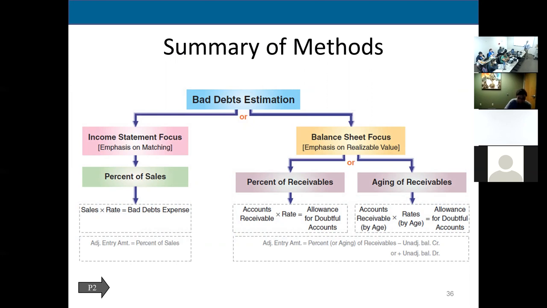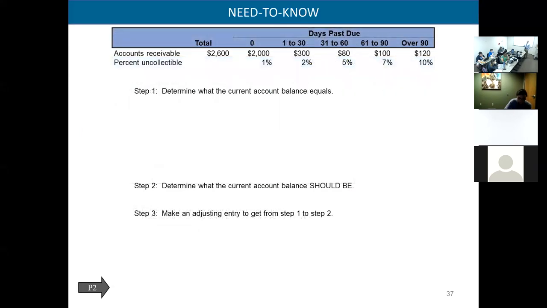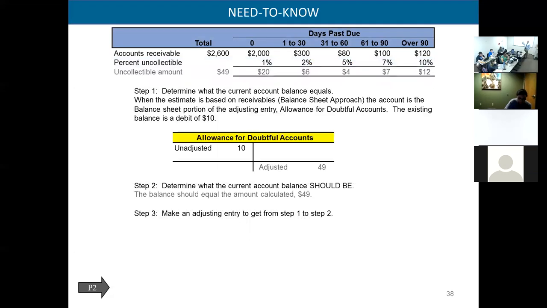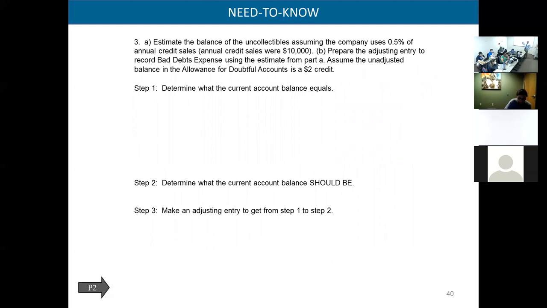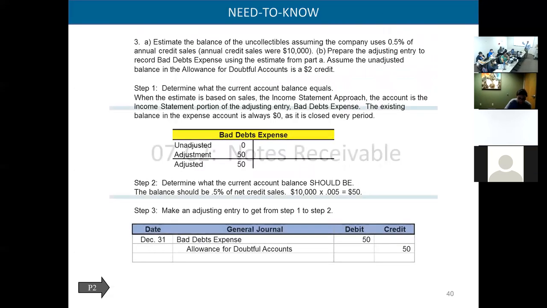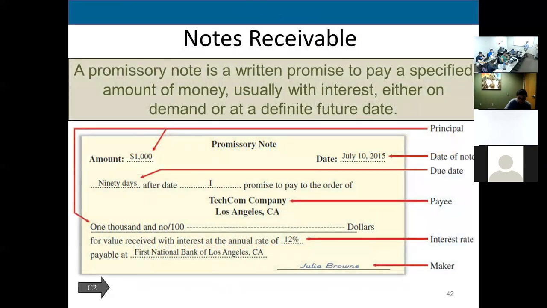All right, here's a slide of a summary of methods. Let's look at notes receivable. Somebody tell me what's a note receivable. Promissory note. A written promise to pay a specified amount of money, usually with interest, either on demand or at a definite future date.